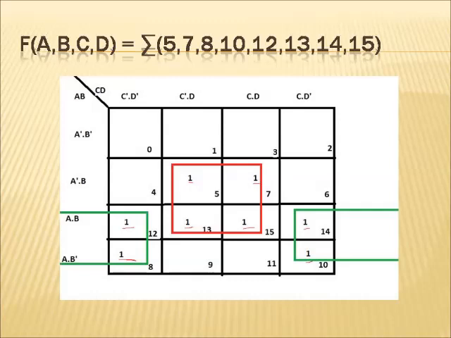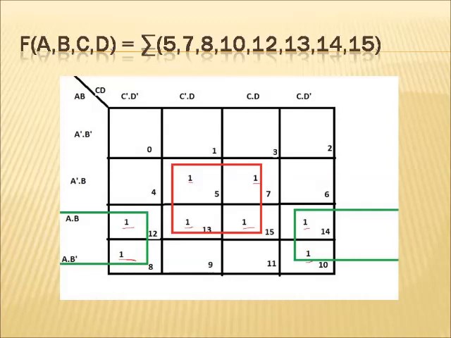So we have two groups. One is quad 1. Quad 1 is 5, 7, 13, 15, that is connecting all these 5, 7, 13 and 15 indexed cells, right? Then our second quad contains connecting the cells 8, 10, 12, 14, right? So that is in the green colored cells, 8, 10, 12, 14. So that is our second group, right?